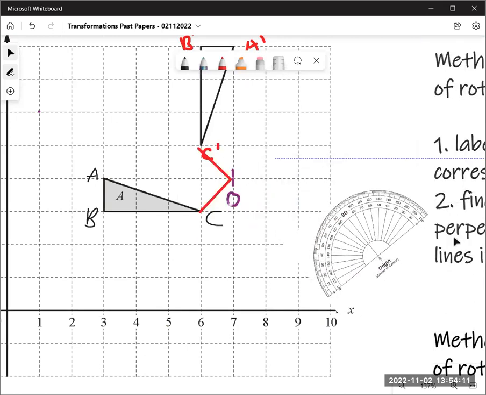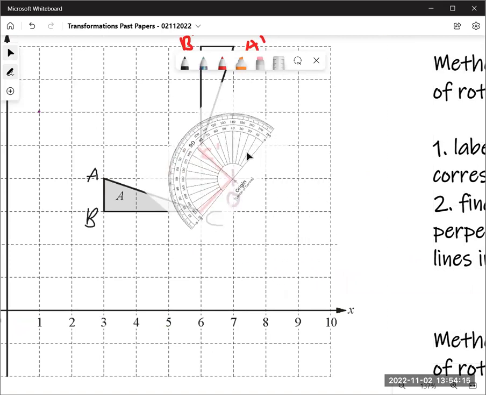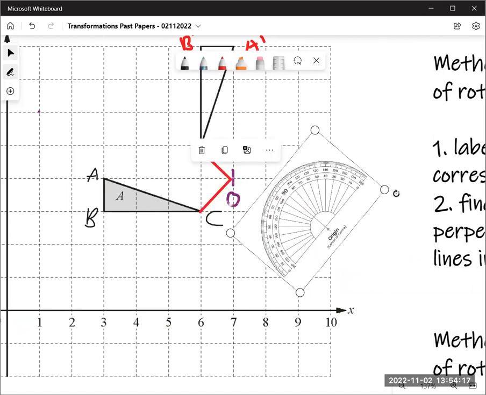What is the bisector of an angle? Because we were doing a question in class. Okay, I'll get to that in a second, all right?